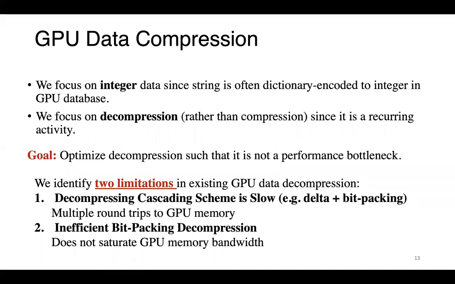The second limitation is that we found the existing bitpacking scheme in GPU is still inefficient and does not saturate the GPU memory bandwidth. Bitpacking is one of the most widely used lightweight compression schemes, and therefore we think it is important to optimize this scheme in the context of GPU. We will show in the next few slides how we address these two limitations in our work.